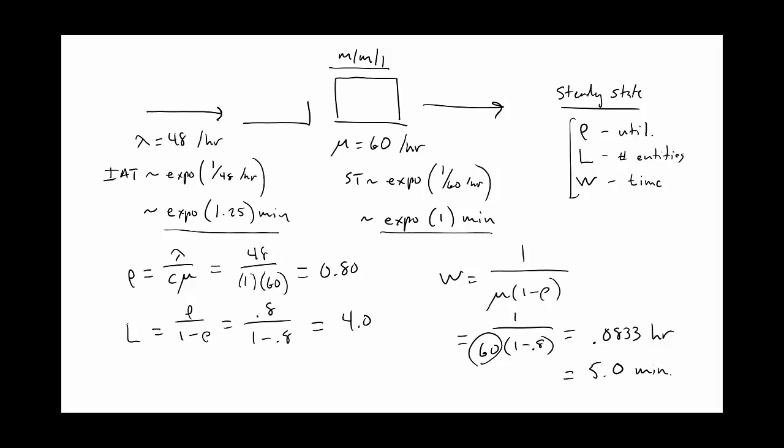So what this analysis tells us is that at steady state, if we have an M/M/1 queuing system with an arrival rate of 48 entities per hour and a service rate of 60 entities per hour, we would expect the utilization of the server to be 0.8, for there to be 4.0 entities in the system, and for the average entity to spend exactly 5 minutes in the system.